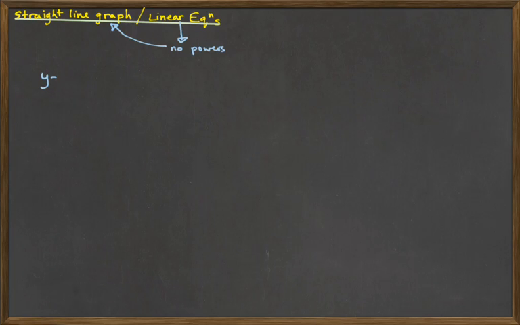So here's two examples of linear equations: y equals 3x minus 2. That has no powers. And 2y plus 8x equals 5. That's also a linear equation, which will produce a straight line graph.